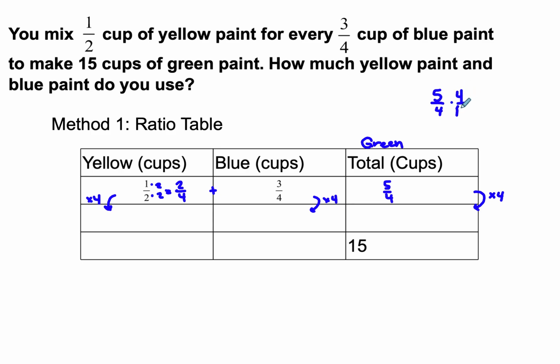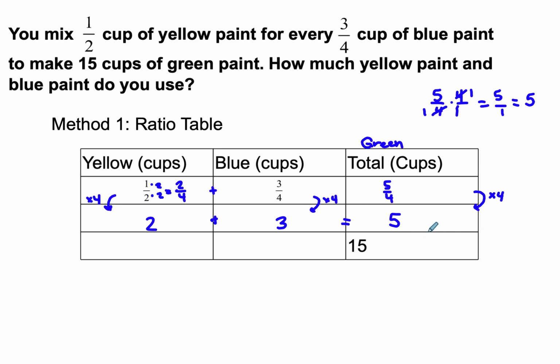5/4 times 4/1. 4 divided by 4 is 1. 4 divided by 4 is 1. 5 times 1 is 5. 1 times 1 is 1. So 5/1 is 5. Multiplying by that denominator gets rid of it. So instead of 5/4, when I multiply times 4, I now have 5. Same over here. If I do 3/4 times 4, cancels out the bottom part, leaves me with 3. 2/4 times 4 cancels out the bottom part, leaves me with 2. And yes, that is still true. 2 plus 3 does equal 5.